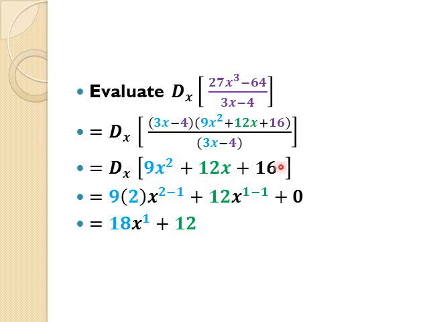Now I can differentiate. So that becomes 2 times 9, x to the power 2 minus 1. Then 1 times 12 stays 12, x to the power 1 minus 1. And the derivative of a constant always becomes 0. 9 times 2 gives me 18, 2 minus 1 gives me 1, and 1 minus 1 becomes 0, and x to the power 0 is 1, times 12, which then stays 12.